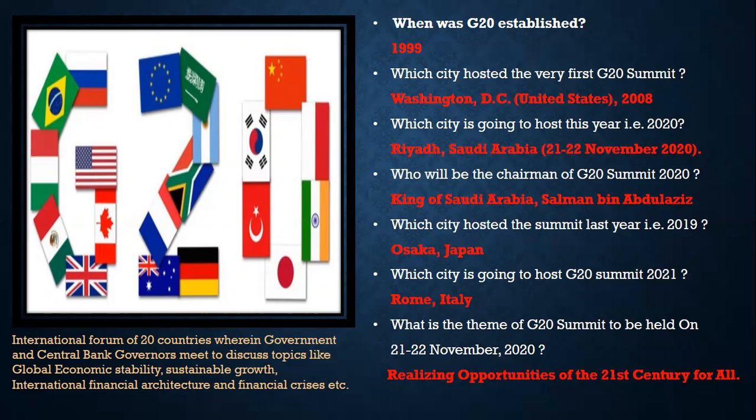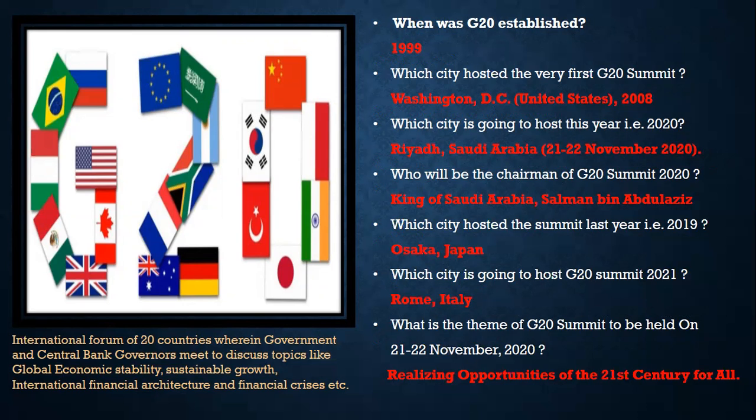Which city hosted the G20 summit last year? This year it is to be hosted by Riyadh. Last year it was hosted by Osaka city in Japan. Which city is going to host the G20 summit in 2021, that is next year? The answer is Rome, which is in Italy.